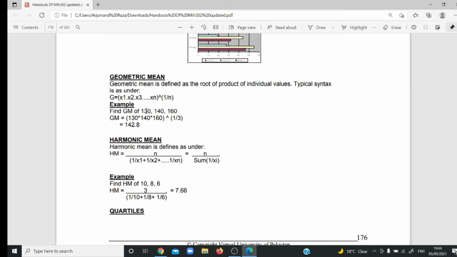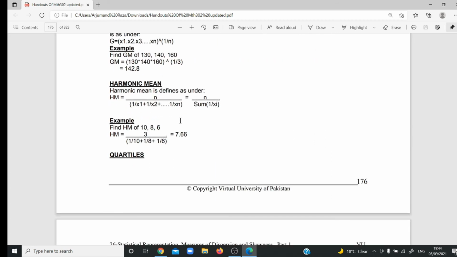And how many numbers are there? 1, 2, 3. So this n explains the numbers. Okay, so I will just write an exponent 1 over n in a scientific calculator, and you will get your answer. Okay, 1 over n, or 1 over the number of numbers. Okay, harmonic mean, what is the harmonic mean?